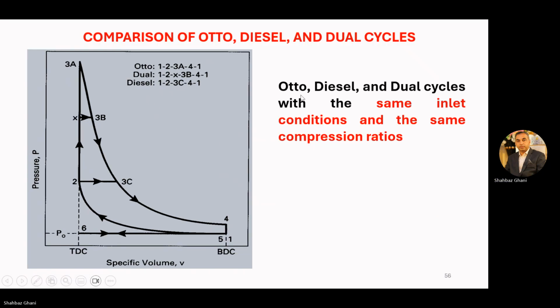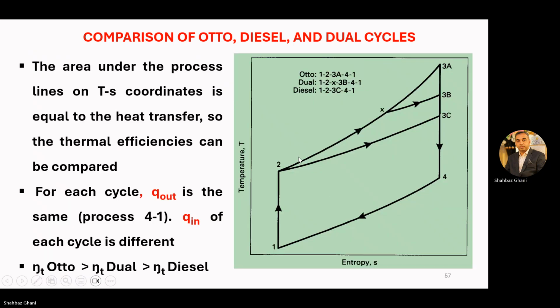Now, for the Otto cycle, diesel cycle, and dual cycle with the same inlet condition and the same compression ratio, we will get this type of graph. The area under the process lines on TS coordinates is equal to the heat transfer, so the thermal efficiency can be compared for each cycle. Q out is the same, process 4 to 1. Q in of each cycle is different.